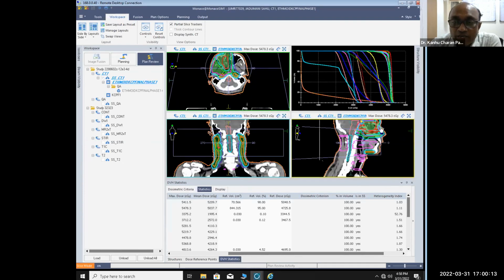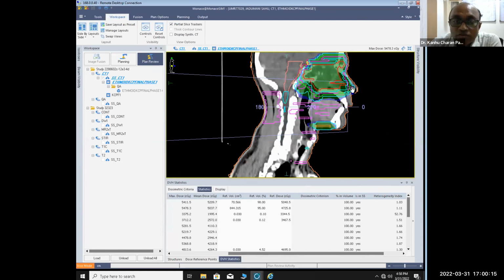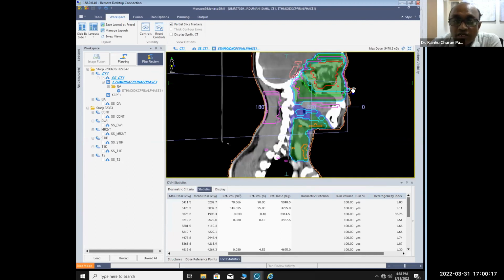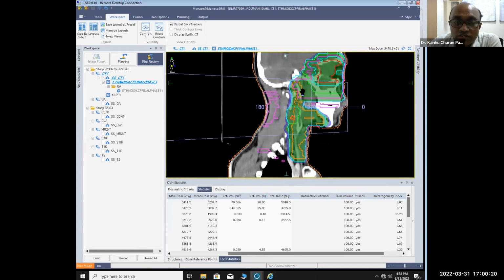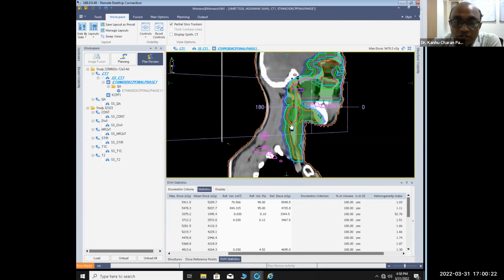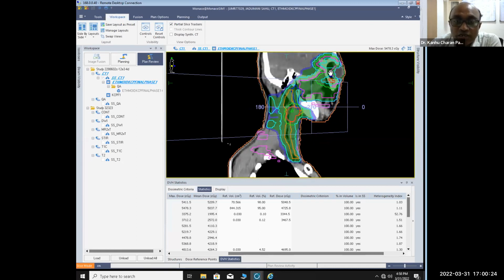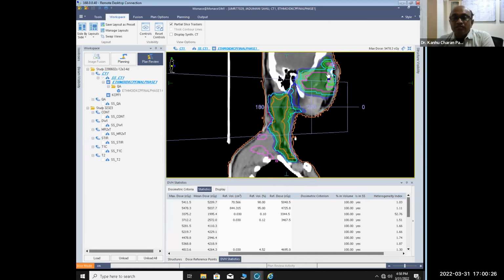Now we will go by sagittal section. Same thing. We have to see where is the underdose area and everything. We can see here there is no hot spots, no red spots, no blue spots in this area. So this is called the imaging index.